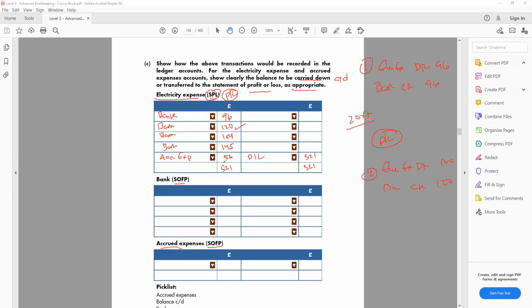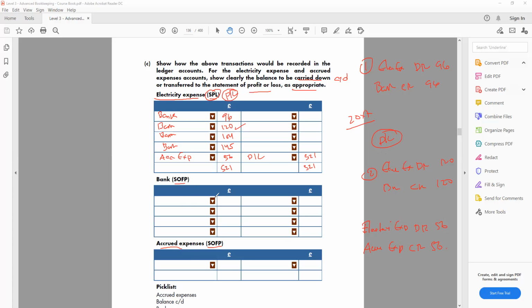The last one we have is accrued expense. This one, the journal will be electricity expense debit 56, and this time it will not be bank because we didn't make the payment from the bank yet. So we're going to say accrued expense credit 56. So that's how we'll do that. So that's how we move all this journal to the ledger account.